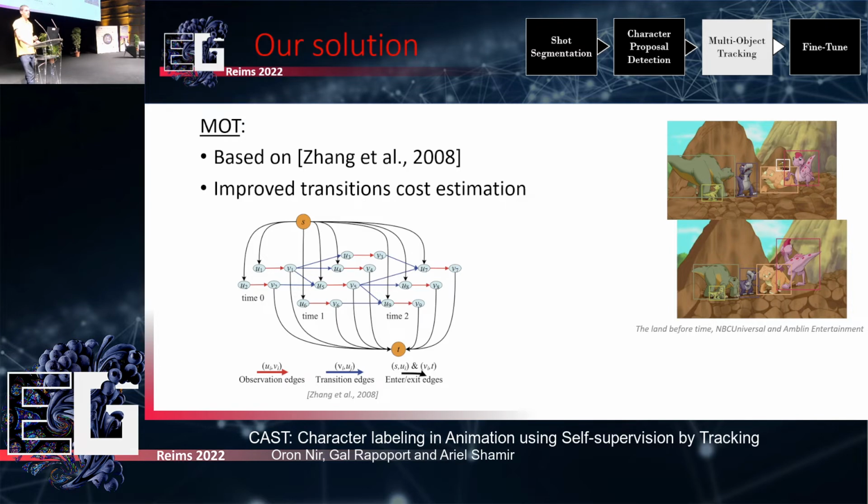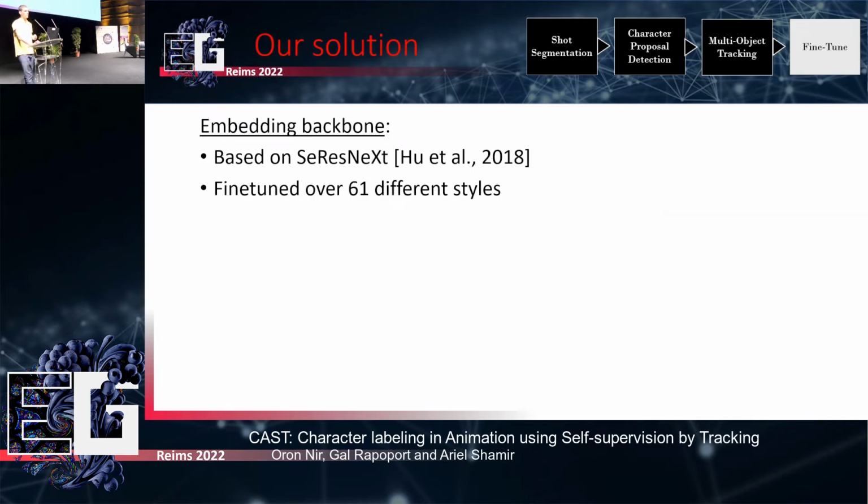For multi-object tracking, we've been using a classic max-flow min-cost method by Zhang et al., and improved its transition cost estimation, meaning that matching between consecutive frames of different candidates, being the bounding boxes detected, is better with our method, where you can find more details in the paper. For the embedding backbone, we use SE-ResNeXt, which was tuned over the same training data set.